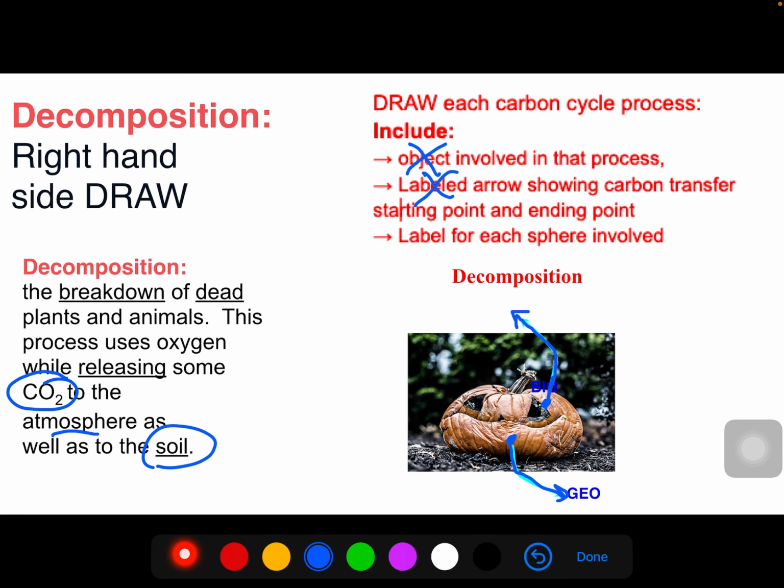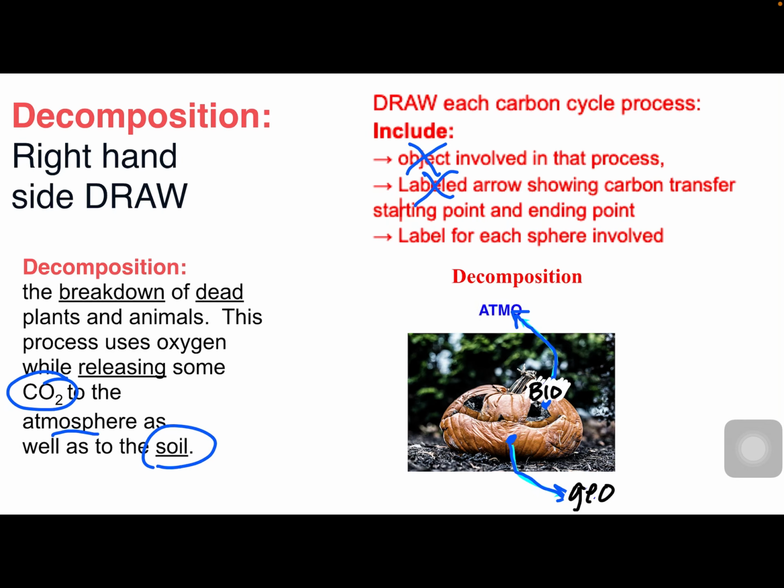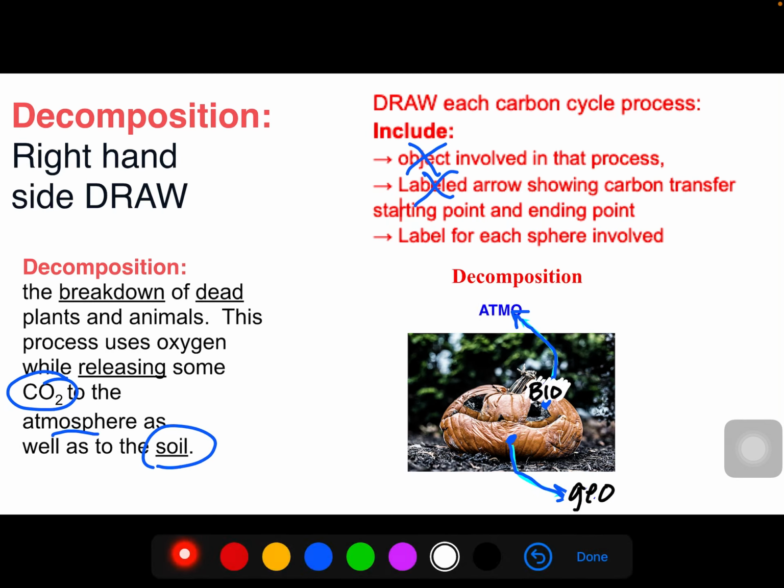And finally, I want to label up my spheres. So can't see that one too well, but of course the pumpkin is the biosphere. Going into the soil, that would be the geosphere. And finally, also some is being released into the atmosphere. So your picture should have all three of those things: the object, the arrows, and the sphere that it starts in and ends in.